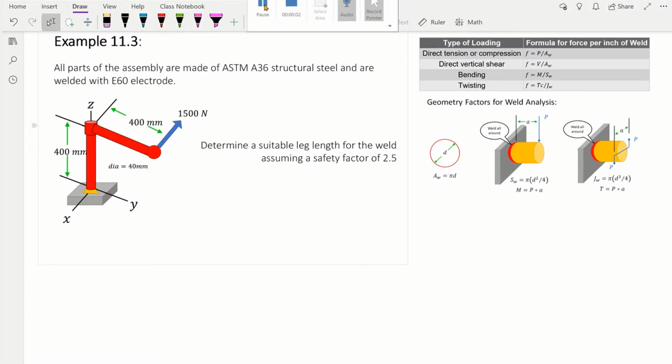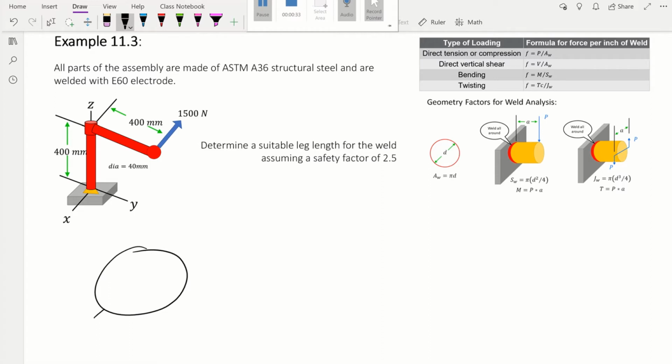All right, let's get to it. Remember the general steps, and the first one is to propose the geometry of the joint or the weld. This is a tube that is going to be welded to a plate, with the tube being circular in cross section. Hopefully you can see that the best thing to do is to weld all the way around that tube at the base of the tube. So the weld is going to look like a circle.